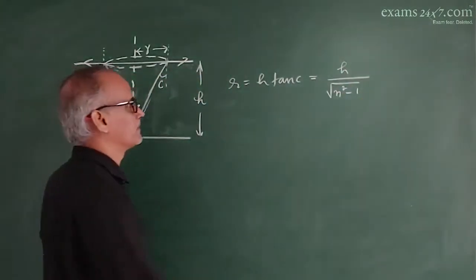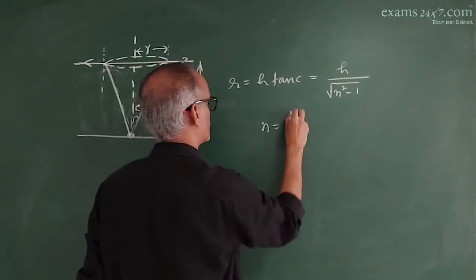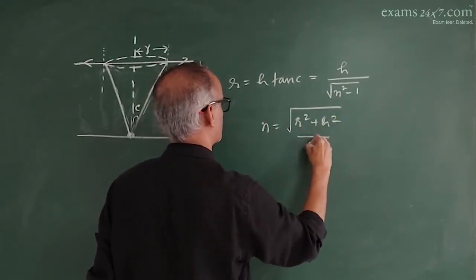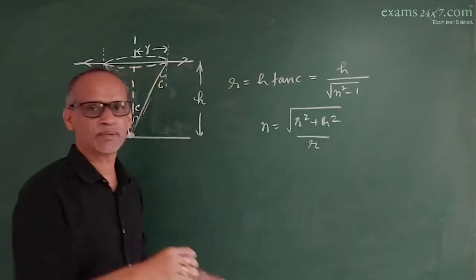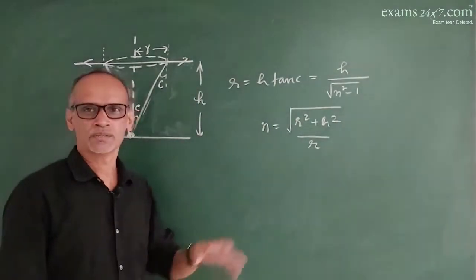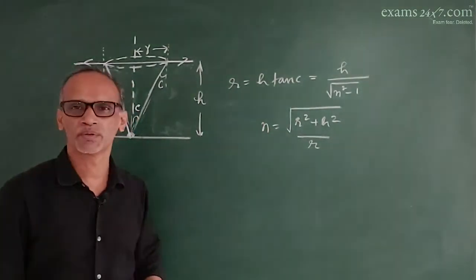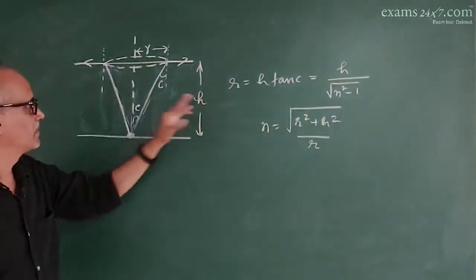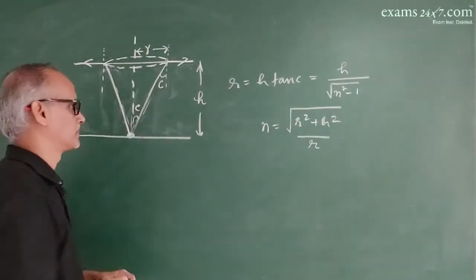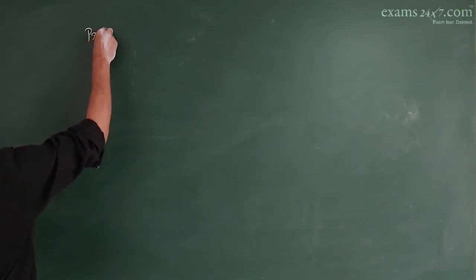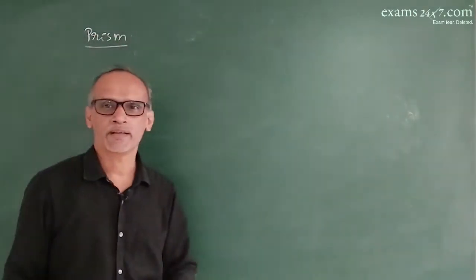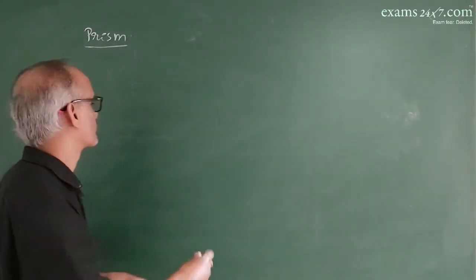And based on that, we can even write n is equal to root of r square plus h square by r. So they are all the same equation, different formats of the same equation. So special case, all the formulas you need to remember, and it's applicable only for the situation which is given here. So one more set of equations which is important is refraction through a prism.